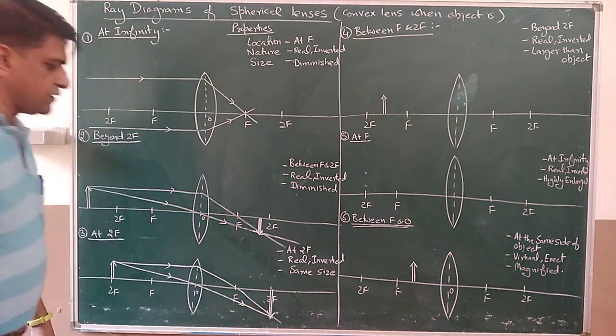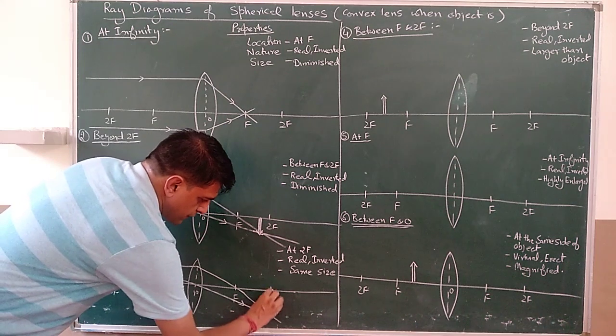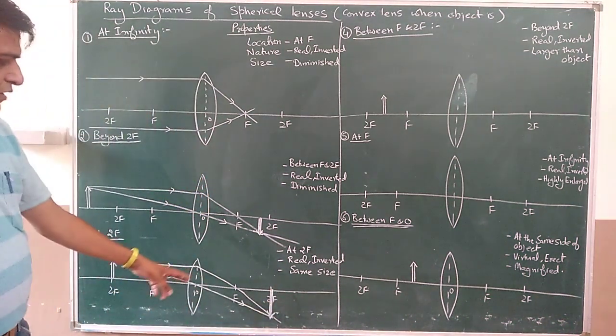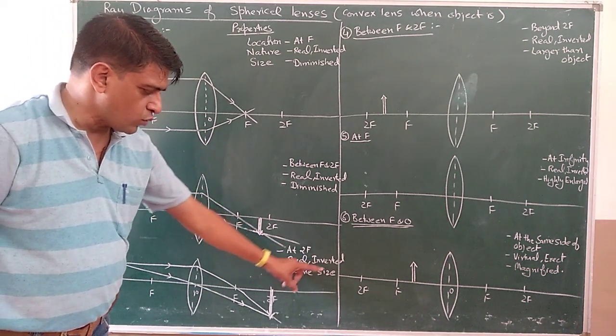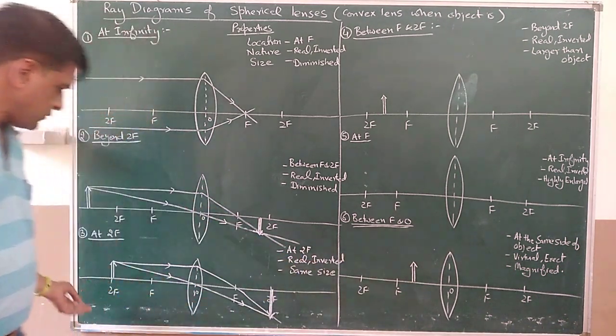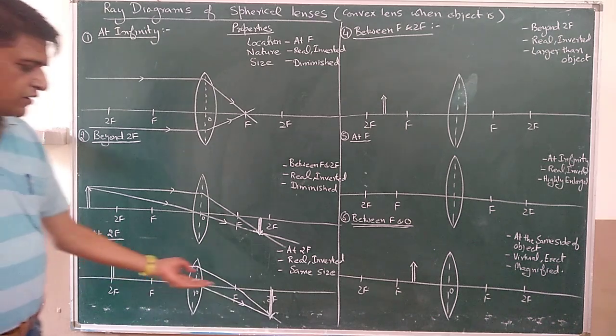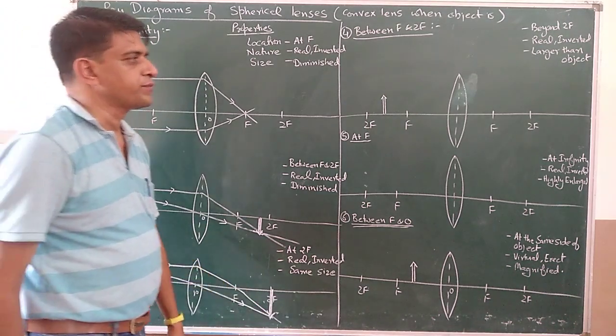In this case the light rays are actually meeting at 2F, the image is at 2F, it is real, inverted and of the same size. Object is at 2F and image is also at 2F.